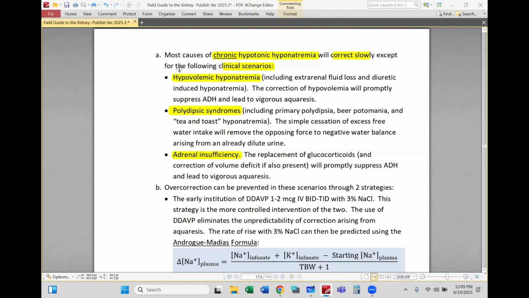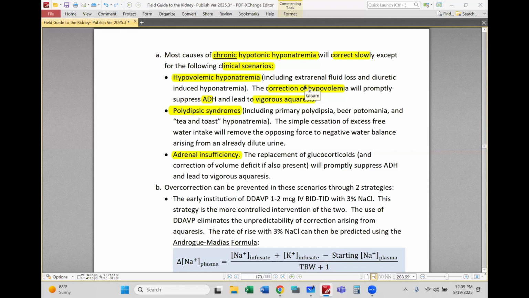ADH is high because of activation of baroreceptors from the low ECV, from the hypovolemia, okay? If you were to correct that hypovolemia, you'll suddenly shut off ADH. ADH being off results in dumping large amounts of free water. So that hypovolemic, hyponatremic patient who gets that liter of fluid down in the ER needs to be prioritized. That patient needs to be seen quickly in order to mitigate the risk of overcorrection.